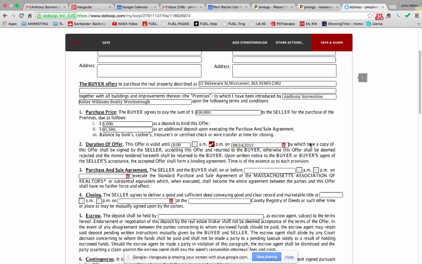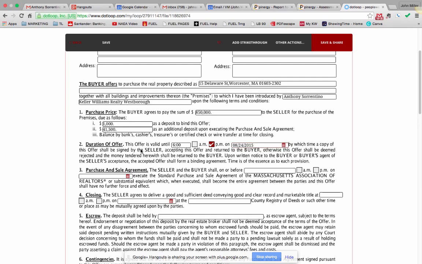So let's read it. It says, this offer is valid until 6 p.m. on this date, by which time a copy of this offer shall be signed by the seller, accepting this offer, or returned to the buyer. So that's option one. They can accept it just as it is, right? But they have to do it before this date. If they do it after this date, you have to go in and change this date, because if it's signed on the 25th, it was signed after the duration of the offer. Right. So when you change an offer, you need to change the duration of the offer as well. It's just a good practice.